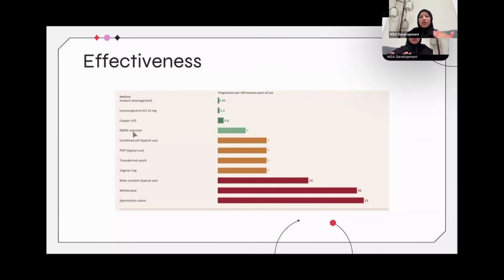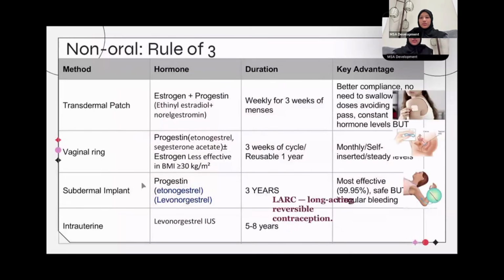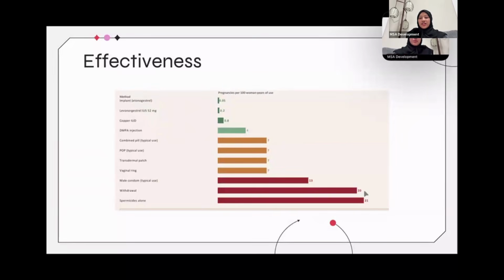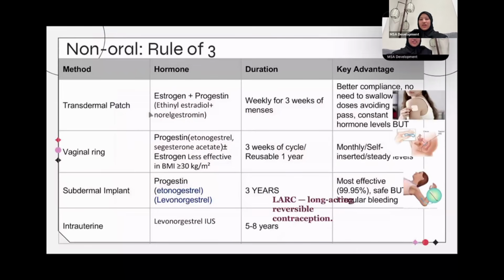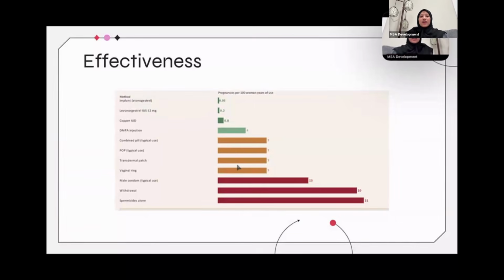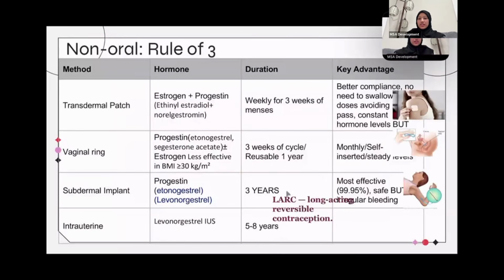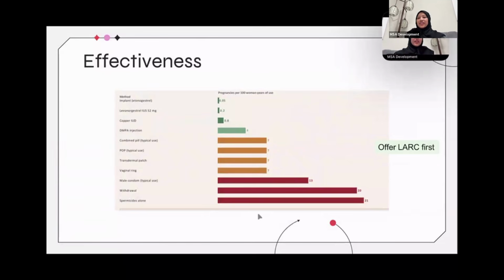DMPA, so we move on from the implant. This implant is the most effective, okay? Maybe I should make that green. And then this one is the next one over a long number of years. So LARC is always good. Then we move to injection, then combined pill, progesterone-only pill, then the patch, then the ring, then the barrier methods, and so on. It's not that effective, which is why we resort to hormonal. So offer LARC first. Offer these two first, which we mentioned here, right? Okay, so this is great.